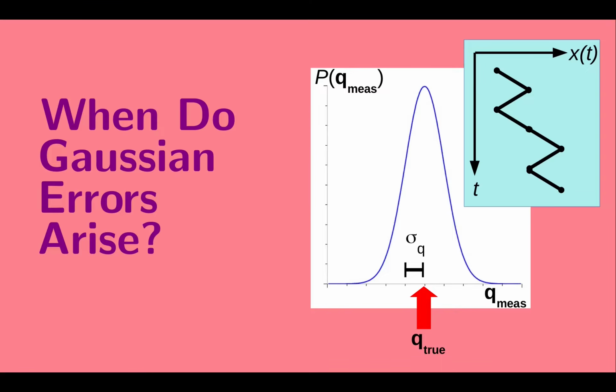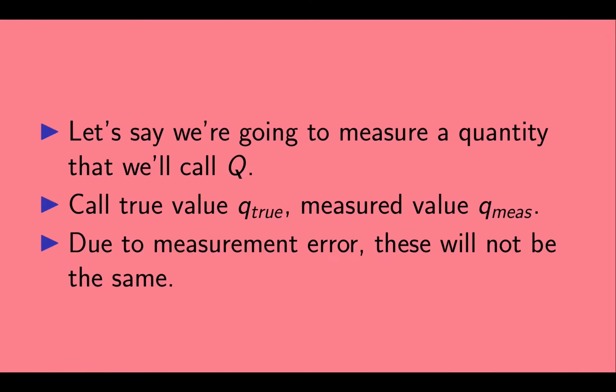Hi, welcome to When Do Gaussian Errors Arise? Let's say we're going to measure a quantity that we'll call Q. We'll call the true value of this quantity Q true, and the value we get when we perform the measurement Q measured. Due to measurement error, these will not be the same.